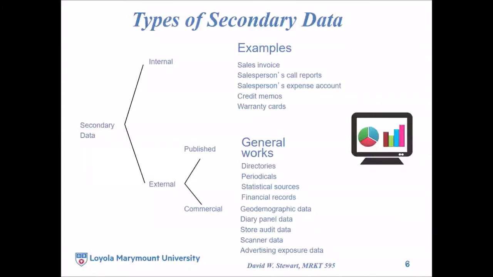There are diaries. Again, Nielsen also provides diaries. There are others that do that, where people are actually asked to record their purchases. They used to be literally diaries where people would write things down. Now they actually have a wand and they scan what they've purchased. There's store audit data, information on what's in particular stores. I talked about scanner data. There's all kinds of advertising data out there. Who's advertising? How much are they spending? Where are they advertising? All that's available for sale.